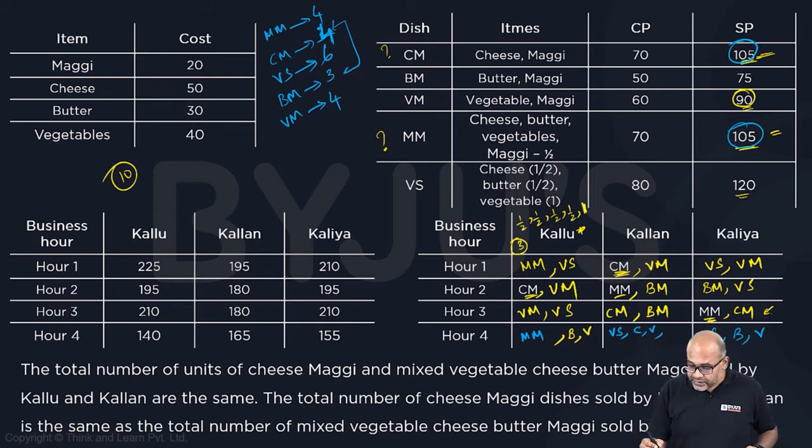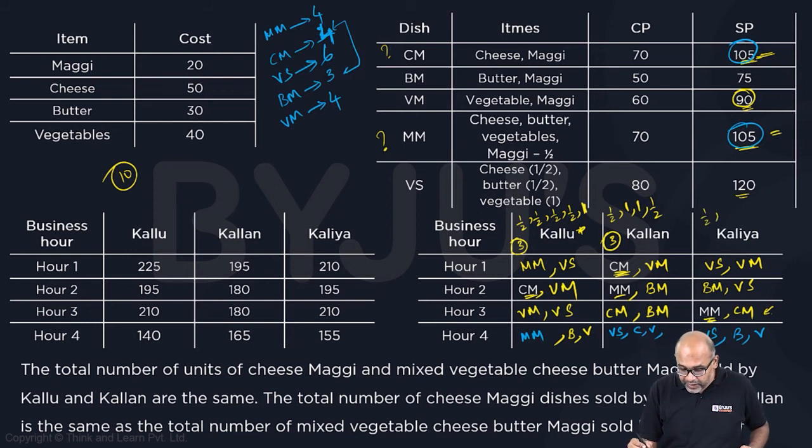Similarly, Kalyan, cheese Maggi will have 0. VM will have no butter. MM will have half a unit of butter. Butter Maggi will have 1 full unit. CM will have no butter. BM will have 1 full unit. VS will have half a unit. Cheese and V. So that's total again 3 units. And Kalia, VS will have half a unit.